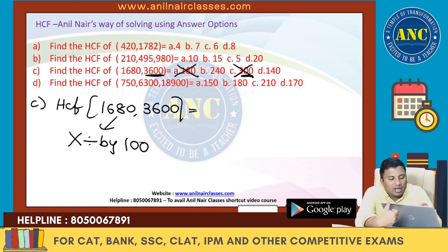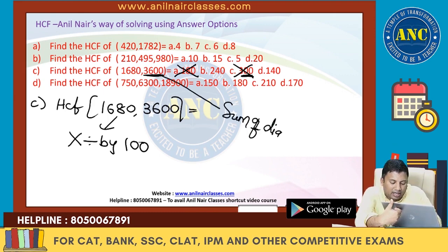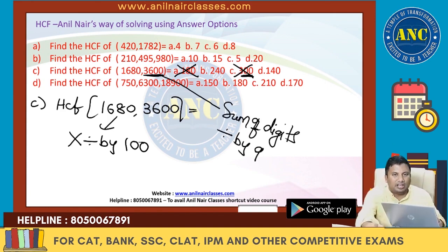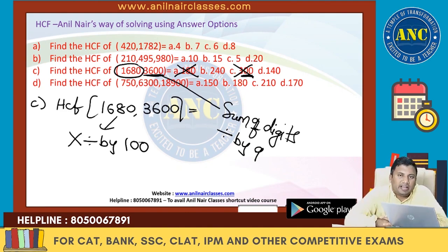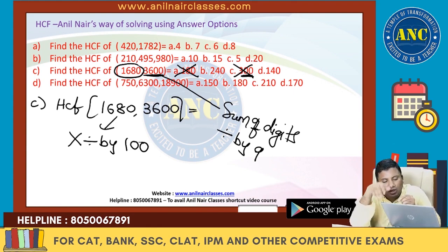Why? Because 3600 is divisible by 9. Why is it divisible by 9? Sum of the digits is divisible by 9. 180 digital sum is 9. But 1680, what is the digital sum? 1 plus 6, 7. 7 plus 8, 15. 15 digital sum is not 9. Option A and option C are ruled out.